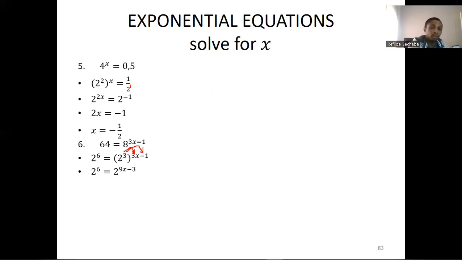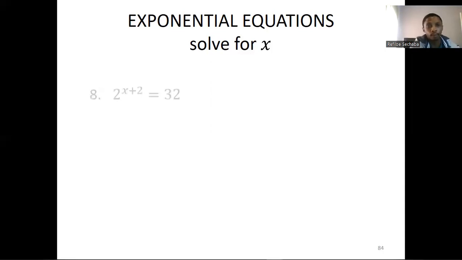And since the bases are the same, you simply drop the bases and equate the exponents: 6 is equal to 9x minus 3. Transpose 3 to the left-hand side. It will be positive, taking like terms to one side, and you will end up having 6 plus 3. 6 plus 3 will give you 9, hence you will have 9 is equal to 9x. Then you divide both sides by 9, and that will give you 1 is equal to x. All right. This one here, how do we do it?